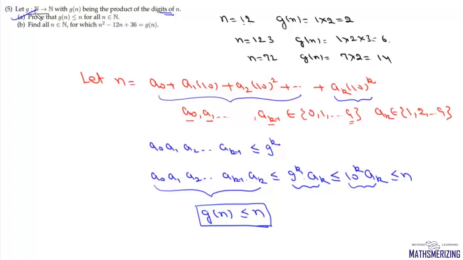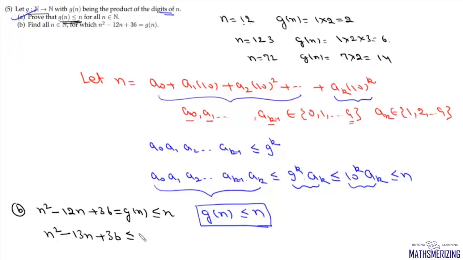Now we'll solve this second part. The second part is, we need to find n such that n square minus 12n plus 36 is equal to gn. Now we have already established that this gn is less than or equal to n. So we'll solve this inequality. We'll write n square minus 13n plus 36. It should be less than or equal to 0.